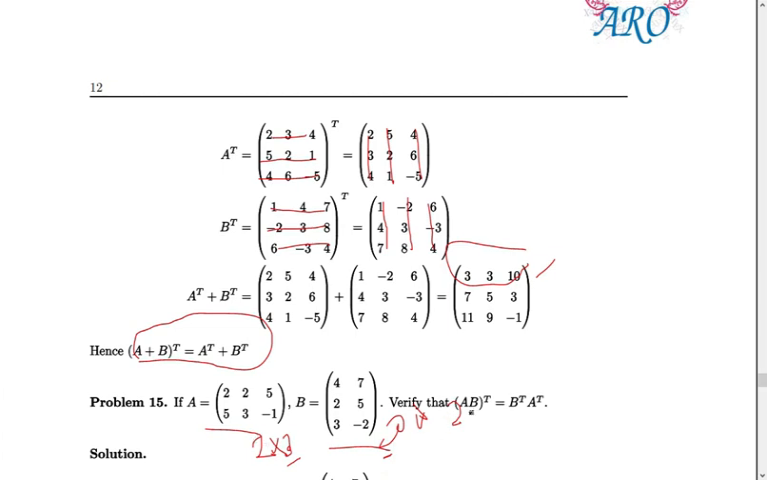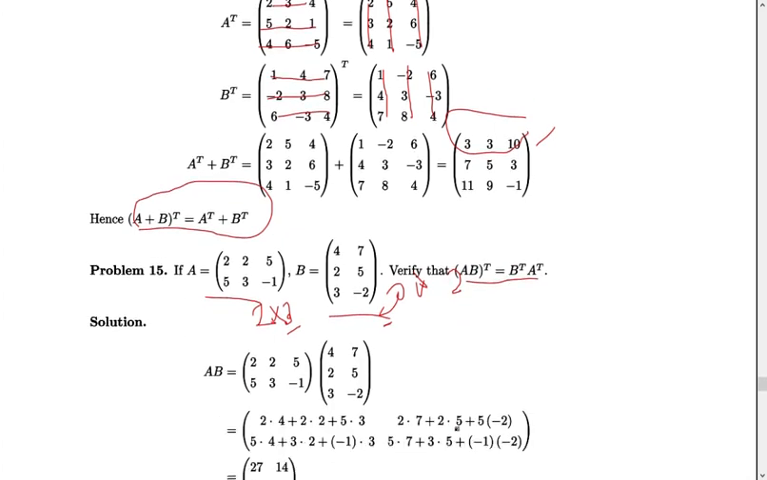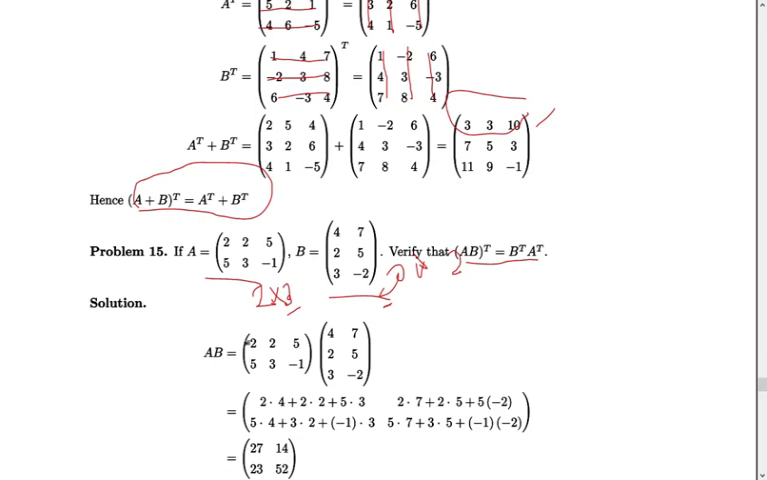Okay, so first of all, for AB, we have to check that (AB) whole transpose is equal to B transpose into A transpose. AB, A into B, is equal to 2 into 4 plus 2 into 2 plus 5 into 3. That's the first entry. The second entry is 2 into 7, 2 into 5, 5 into minus 2, the first row, second entry. In a similar way, we work out the second row also.